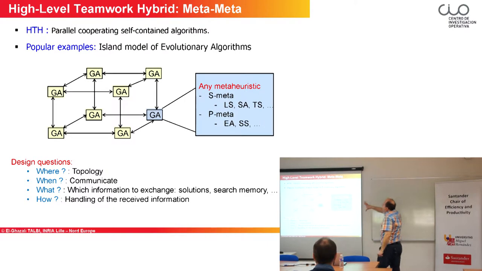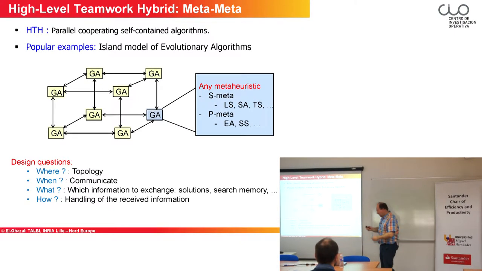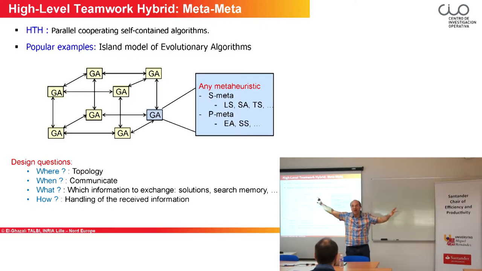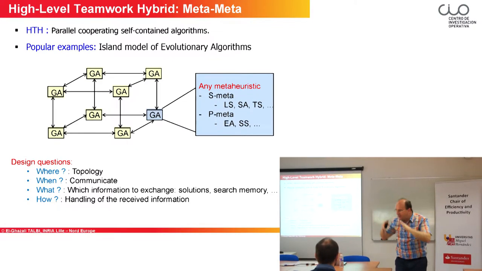Let's start with simple historical ideas. This algorithm, designed 20 or 30 years ago, is called the Island Model of Evolutionary Algorithms. What's the idea here? You have different islands that evolve in parallel, and then from time to time they communicate by some migration. So this is the idea.